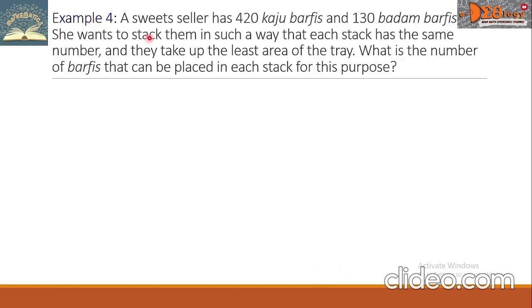Example 4. A sweet seller has 420 kaju barfis and 130 badam barfis. She wants to stack them in such a way that each stack has the same number and they take up the least area of the tray. What is the number of barfis that can be placed in each stack for this purpose?